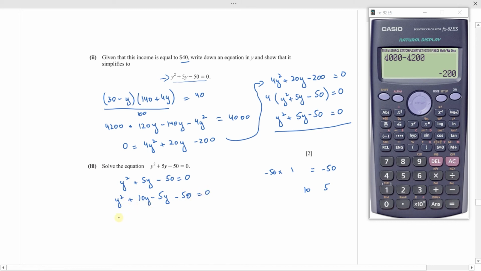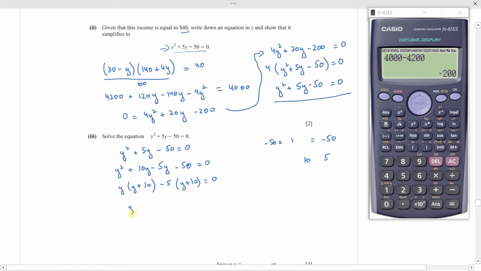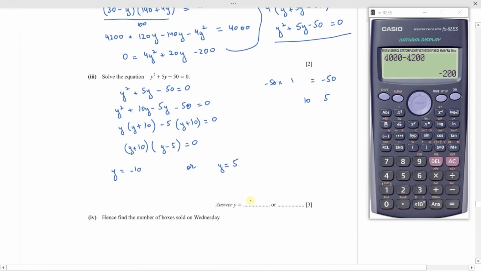So I can take y common from these two: y into y plus 10. I can take minus 5 common here, and y plus 10 equals 0. So this means y plus 10 into y minus 5 equals 0. So this leads to y equals minus 10 or y equals plus 5. So your answer here will be minus 10 or plus 5.